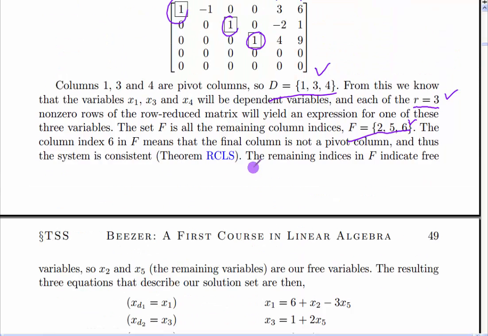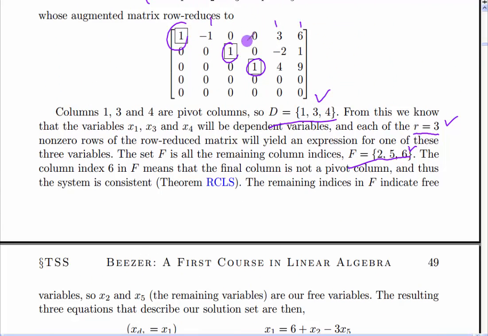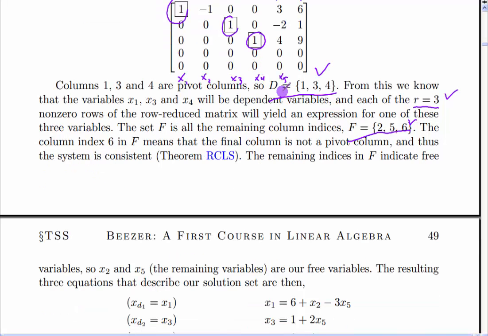Right. Now I can do the very same thing. I can write this first row as an equation where the dependent variable is expressed in terms of the free variables. Again, we have x1, x2, x3, x4, x5, and the constant. So this first equation would be x1 equals 6 plus x2 minus 3x5. All right, that's what we have here.